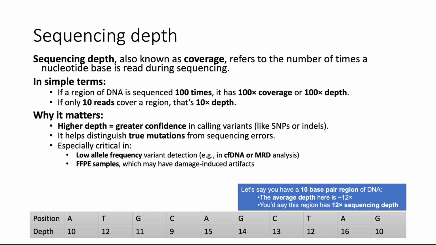Sequencing depth or coverage corresponds to the number of times a nucleotide base is read during sequencing. So if we are working with low allele frequency, like in cell-free DNA or MRD analysis, we will need to have as much depth as possible. So we'll be able to filter out our regions of interest from our resulting reads.